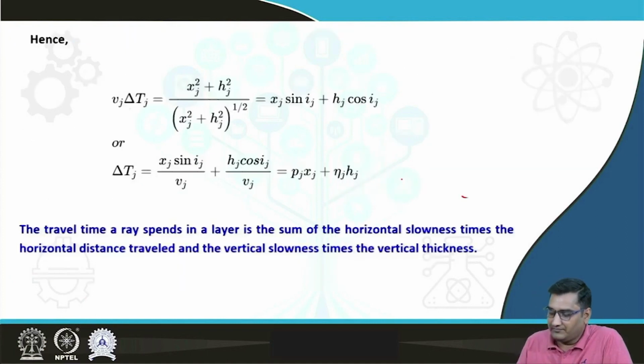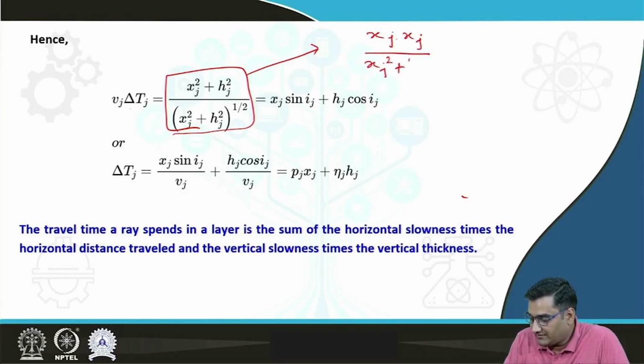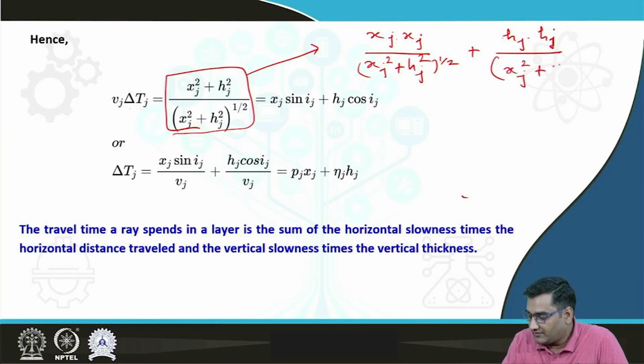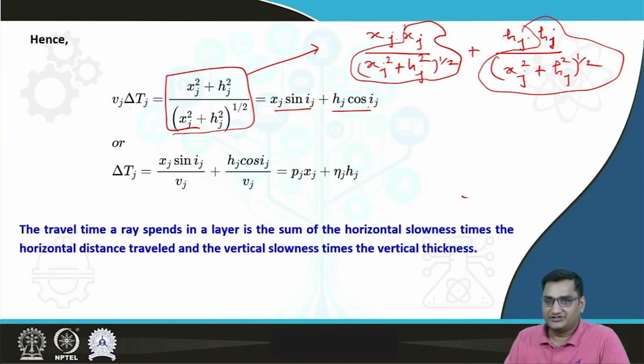So basically this is what is written over here, and then if we just factor it, what you will see is that this can be written as xj multiplied by xj divided by the square root of xj square plus hj square, plus hj into hj divided by the square root of xj square plus hj square. So this particular term over here is sin ij, and this particular term over here is cos ij. So this is what was written over here: xj sin ij plus hj cos ij.